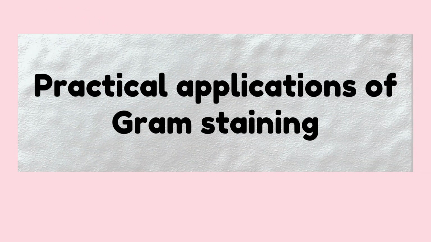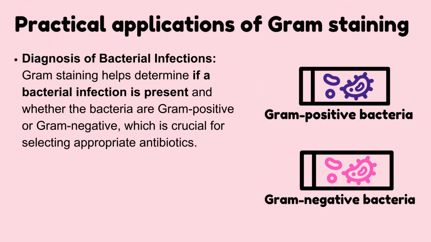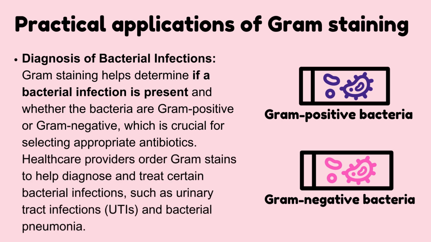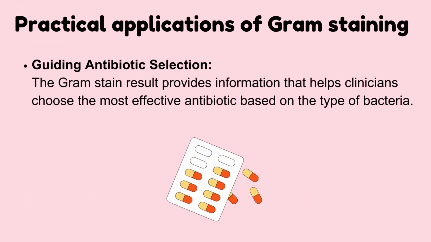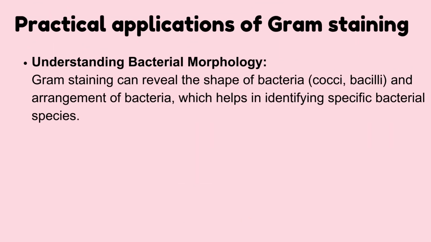Practical applications of gram staining. Diagnosis of bacterial infections. Gram staining helps determine if a bacterial infection is present, and whether the bacteria are gram-positive or gram-negative, which is crucial for selecting appropriate antibiotics. Healthcare providers order gram stains to help diagnose and treat certain bacterial infections, such as urinary tract infections and bacterial pneumonia. Guiding antibiotic selection. The gram stain result provides information that helps clinicians choose the most effective antibiotic based on the type of bacteria.